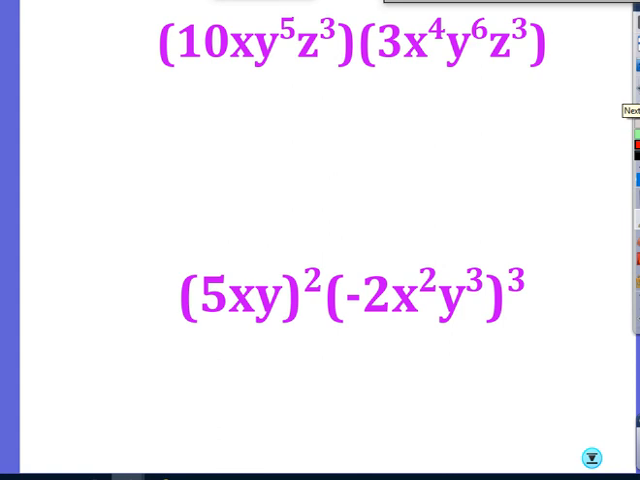The next example is not power to power. Notice how there's not an exponent on the outside of these parentheses. Therefore, I will simply multiply my coefficients and add my exponents.